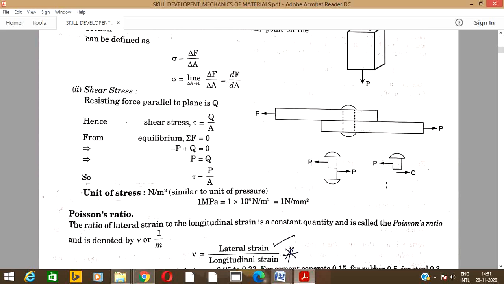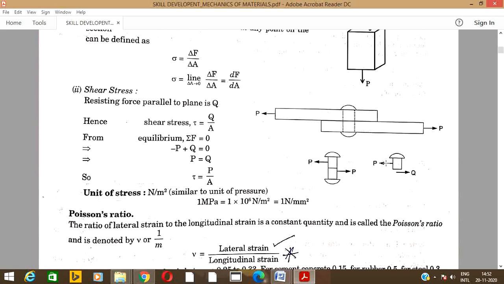The same you can expect here also, but this resistance is Q, always acting opposite to this direction. You can see that this resistance is parallel to the applied force P. In this case we can say it is a shear stress. In a shear stress, the resisting force is parallel to the resisting plane, and the line of action of the force is also parallel to the resisting plane. The shear stress is also load by area, that is Q by A, where Q is equal to P, because for the equilibrium condition P is equal to Q.